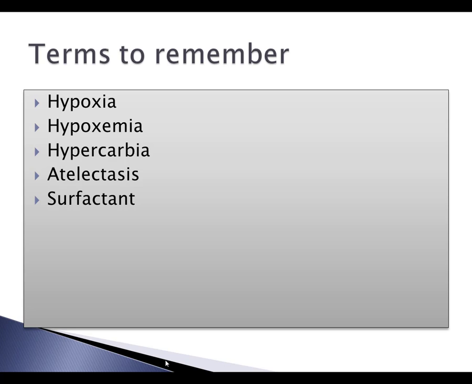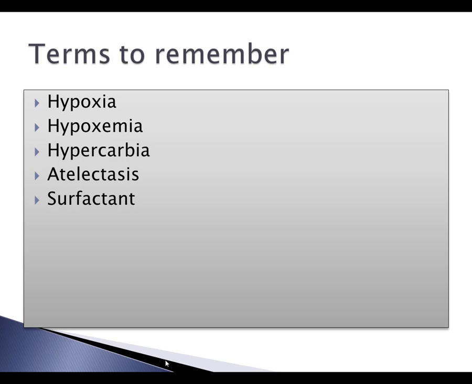Hypercarbia: high levels of carbon dioxide in the blood. Surfactant is a fatty protein that reduces surface tension in the alveoli. Again, that's a fatty protein that reduces surface tension in the alveoli. So the higher your surface tension is, the harder it is for oxygen and carbon dioxide to exchange.